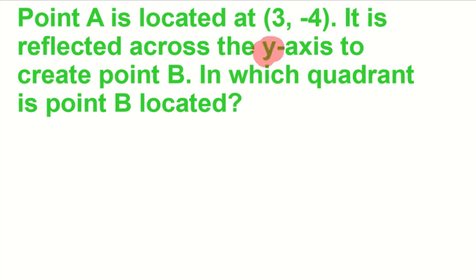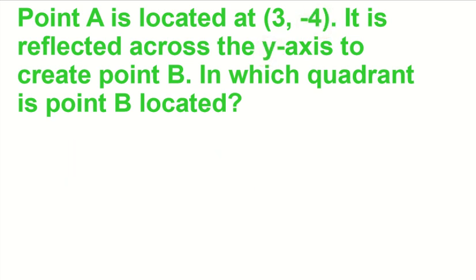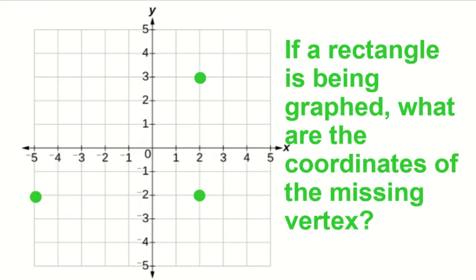Whatever axis you reflect over, that letter stays the same. The other one changes signs. So we got -3, -4. Negative, negative on your quadrants is left and down. That's quadrant 3. Remember, if you can't remember your numbers, they start like a C. 1, 2, 3, 4. You just got to be able to put it in the right spot, and it's pretty easy.